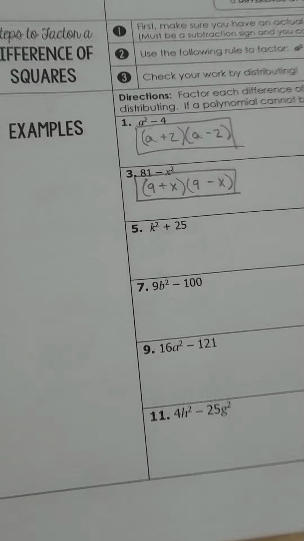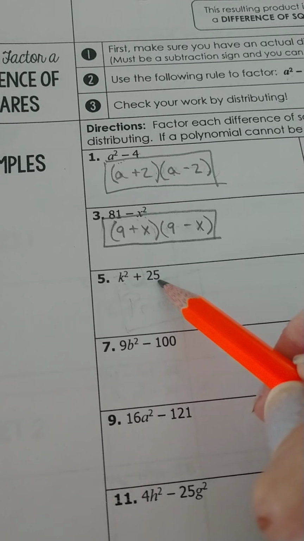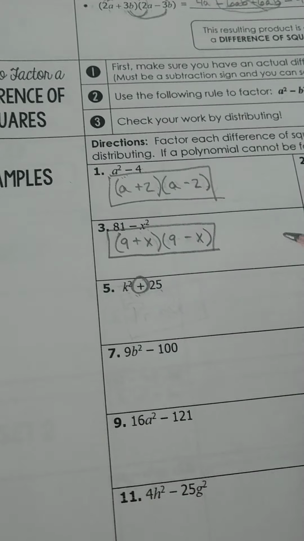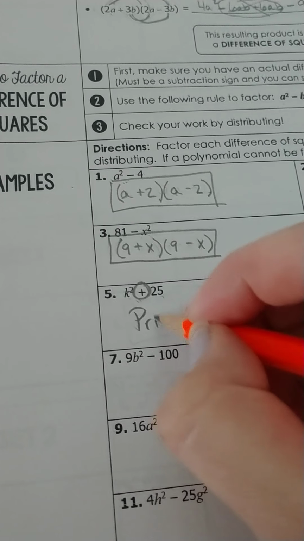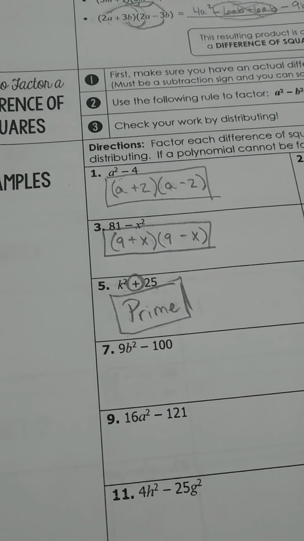So, number 5, perfect square. Yes. Perfect square. Yes. Subtraction sign. That's a no-go. See that? That right there? That makes this prime. You cannot factor it if it's got a plus sign. That is a no-go, Ghost Riders.